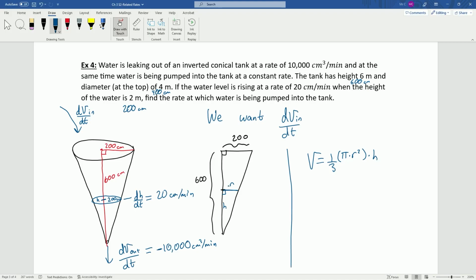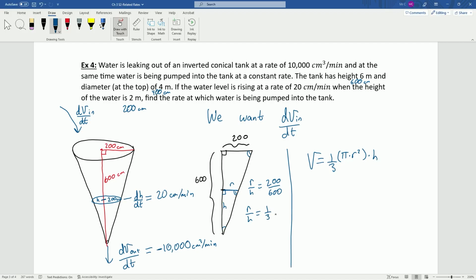Now these are similar triangles. They share the same base angles. And then they both have right angles, which means these other angles are also congruent. And one thing we know from geometry is that the ratio of corresponding sides of similar triangles is always equal. So R divided by H should be equal to 200 divided by 600. So R over H is 1/3.